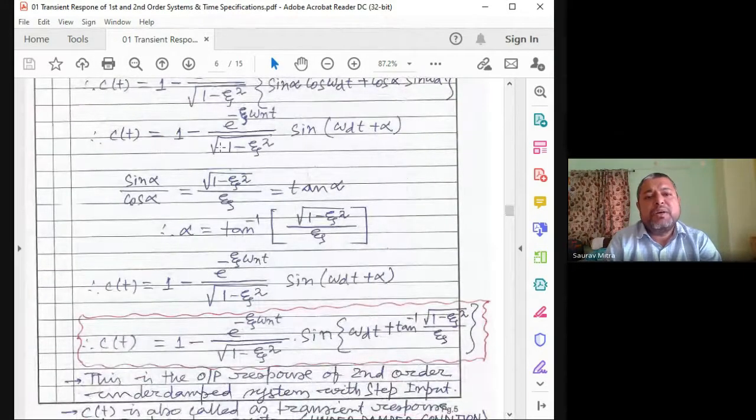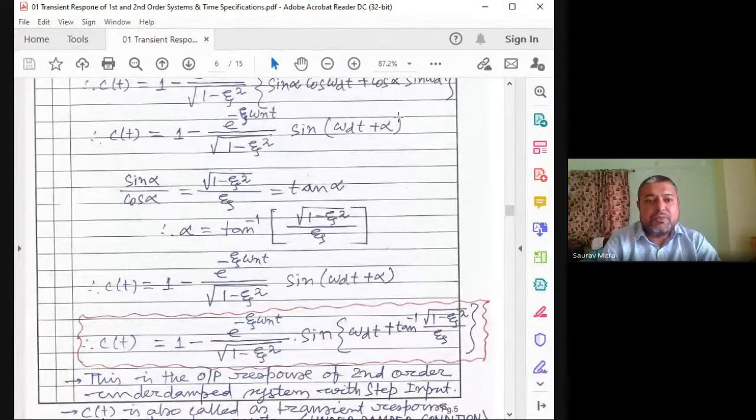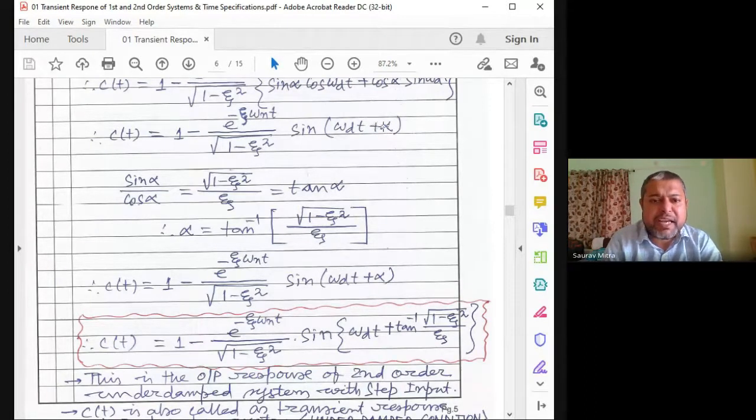That is C(t) is equal to 1 minus e raised to minus zeta omega n t over root under of 1 minus zeta square, sine of omega d t plus alpha. So this thing, if you remember, is enough. Omega d is nothing but the damped frequency and alpha is nothing but the phase. And what is alpha? Alpha is equal to tan inverse of root under of 1 minus zeta square by zeta. So two things are unknown here. One is omega d, omega n root under of 1 minus zeta square. Second one is alpha, tan inverse of root under of 1 minus zeta square by zeta.